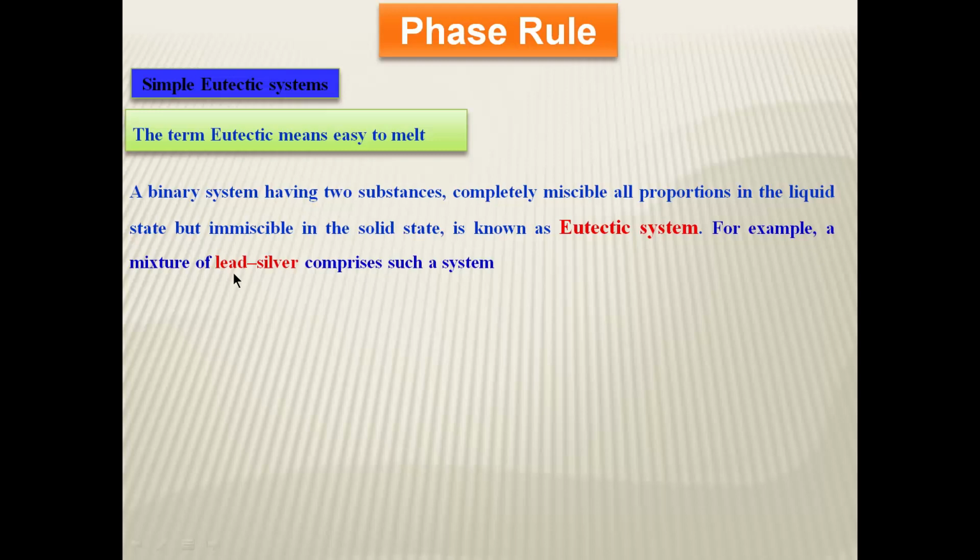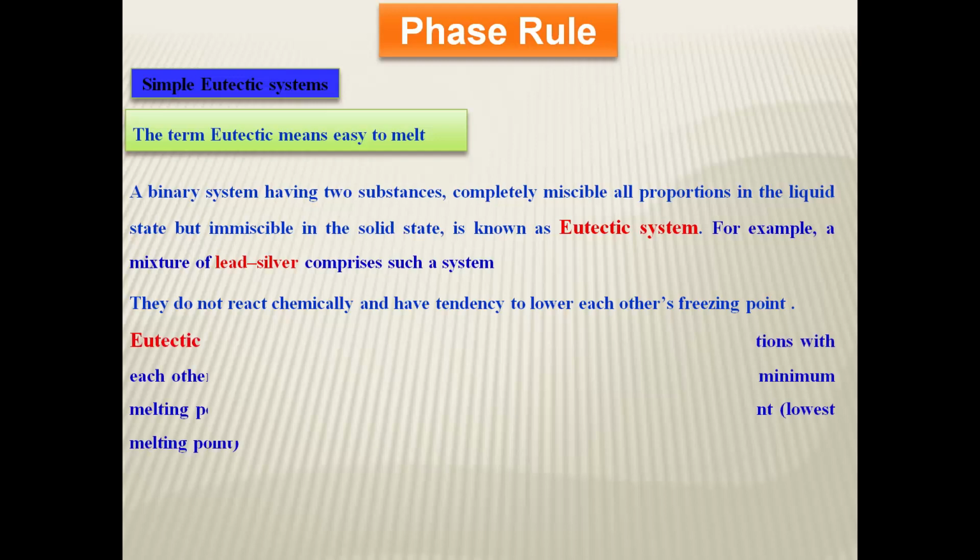For example, a mixture of lead and silver comprises such a system, and this will be discussed in the upcoming video as an application of this system. The very important characteristic of some eutectic systems is that they do not react chemically and they have a tendency to lower each other's freezing point. That is, each has a certain melting point, but when they are mixed together, they lower each other's freezing point, and I'll be taking up how this takes place in the upcoming slides.